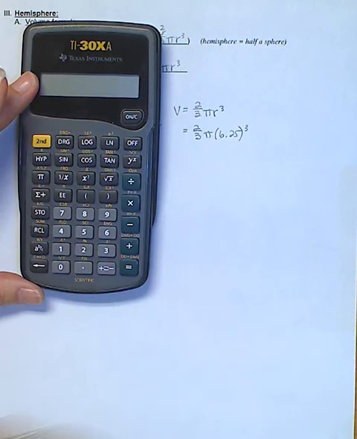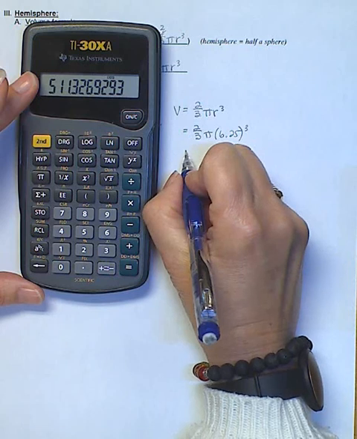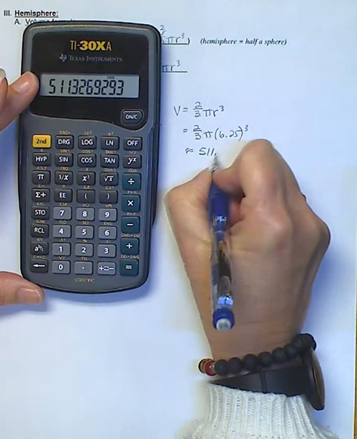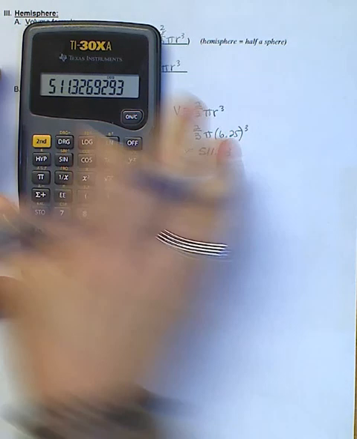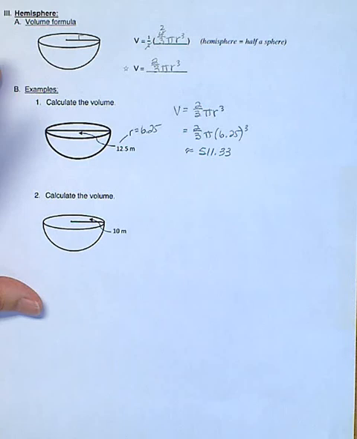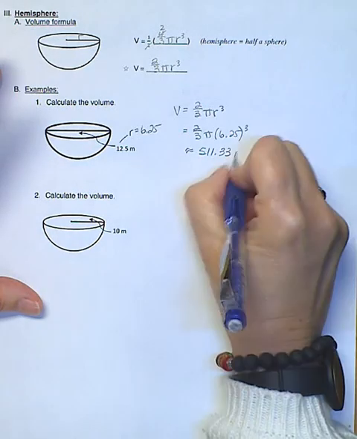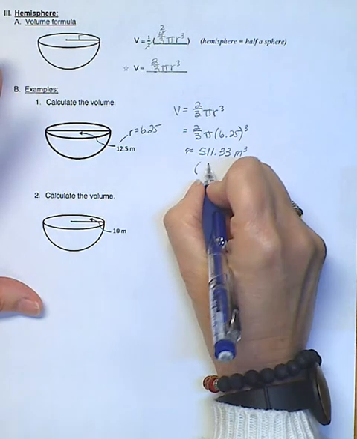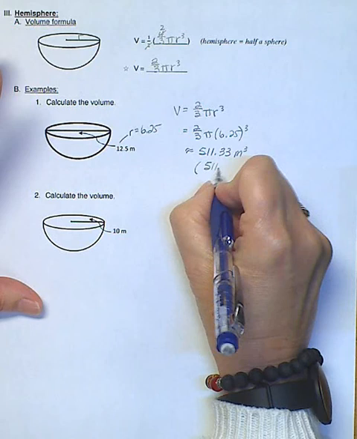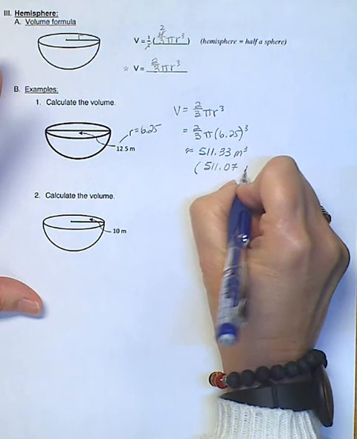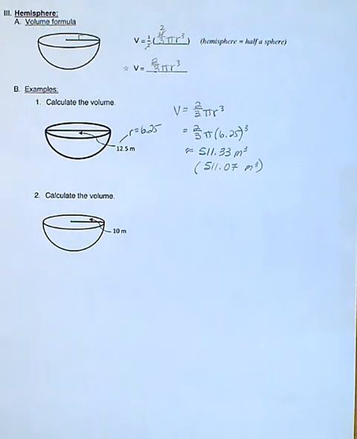So that's about 511.33. And that's meters cubed. If you don't have the pi button, it's about 511.07 meters cubed. Not as big of a difference as the previous example because the number is smaller.